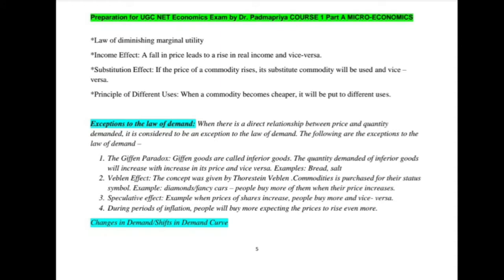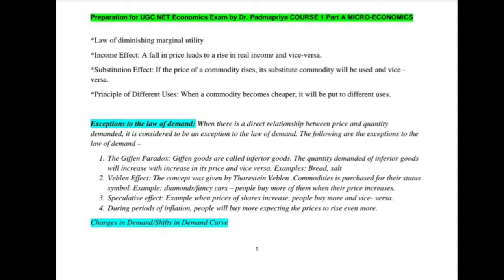Now there are certain exceptions to the law of demand. For example, we have the case of Giffen goods, where the quantity demanded of inferior goods will increase with an increase in its price and vice versa. Examples are bread and salt. In the case of Veblen goods or status goods like diamonds and fancy cars, we observe that the consumer will buy more even when the price is more. Then we have the concept of the speculative effect. When the price of shares increases, people will buy more and vice versa. Similarly, during periods of inflation, people will buy more expecting the price to rise even more.